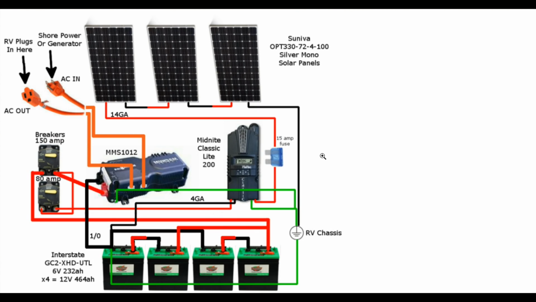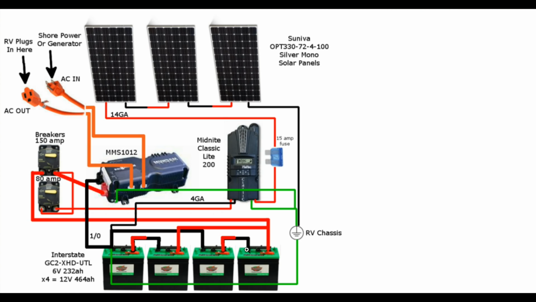Here I've created a wiring diagram of my setup, and these are all the exact components that I used. Starting with the battery bank down here at the bottom, I've got four Interstate GC2 XHD UTLs. These are 6 volt, 232 amp hour golf cart batteries. And I have them wired in series, which is what the red that turns to black is. That's a positive going to a negative. And on these two, I have a positive going to a negative. So they're wired in series.